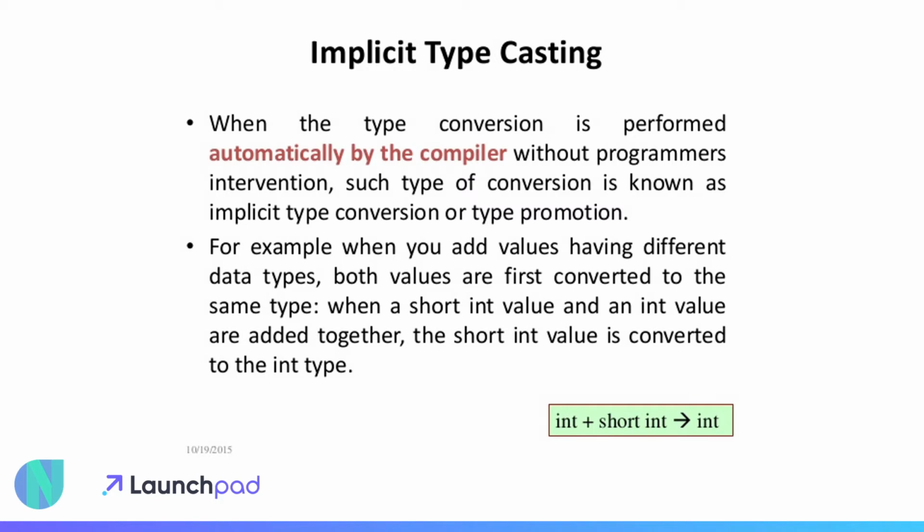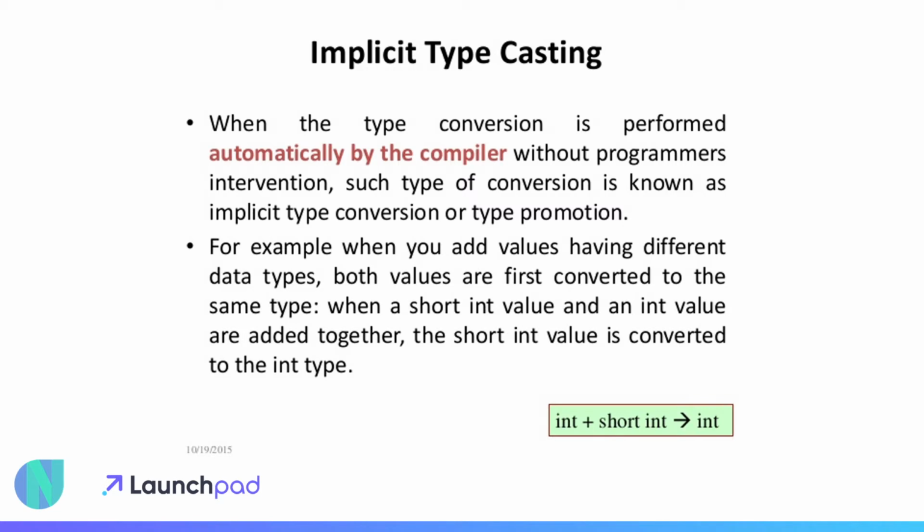For example, if you have to add values which have different data types, both values are first converted to the same type. That is, if there is an int and a float, both have to be converted to either both int or both float. So both values are first converted to the same data type.